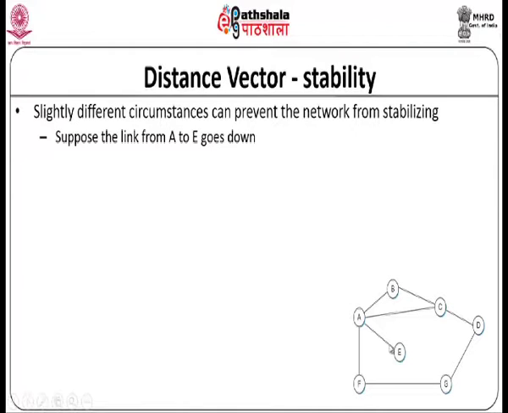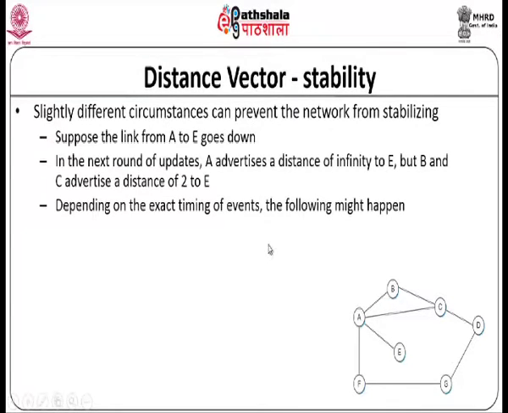Now, same network, but let's assume that the A to E link fails, so the link from A to E goes down. Now look at what happens here. In the next round of updates, A will advertise a distance of infinity to E. But at the same time, B and C could both advertise a distance of 2 to E, because already they have distances of 2 to E. Of course, they go through A, but without that knowledge, they can always send that information.